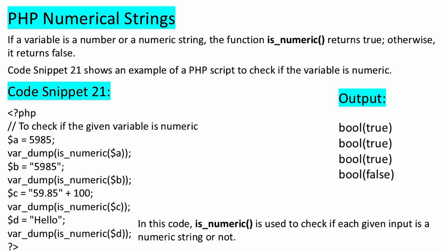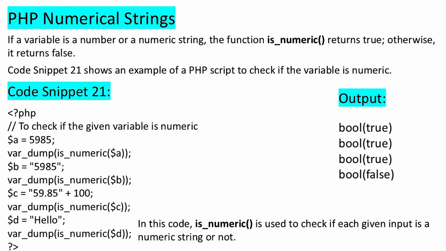The second variable, b, is a string, but notice that it contains the characters 5985, which look like a valid number. PHP treats this as a numeric string, so isNumeric b also returns true. In the third case, c is defined as 59.85 plus 100. Even though the first part is a string, PHP automatically converts it into a number before performing the addition. The result becomes a valid numeric value, so when we check isNumeric c, the function again returns true. This shows PHP's flexibility in handling mathematical operations, even when some inputs start as strings.